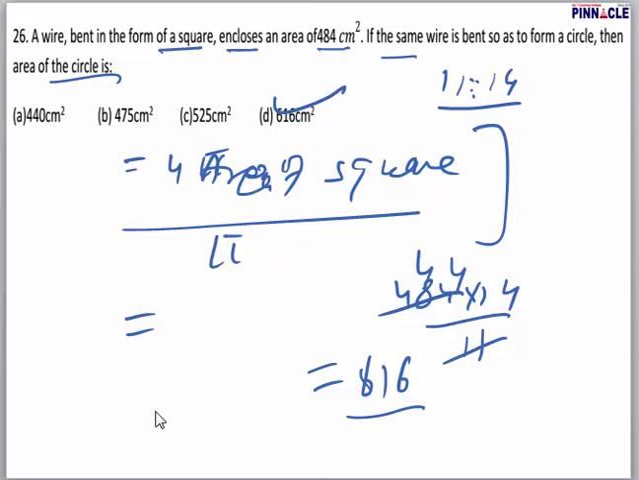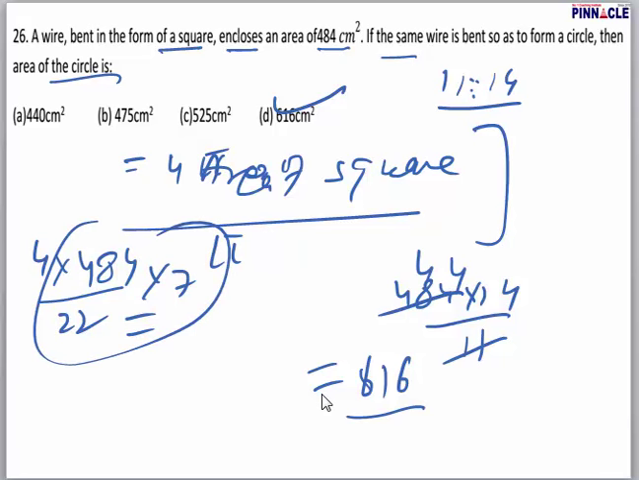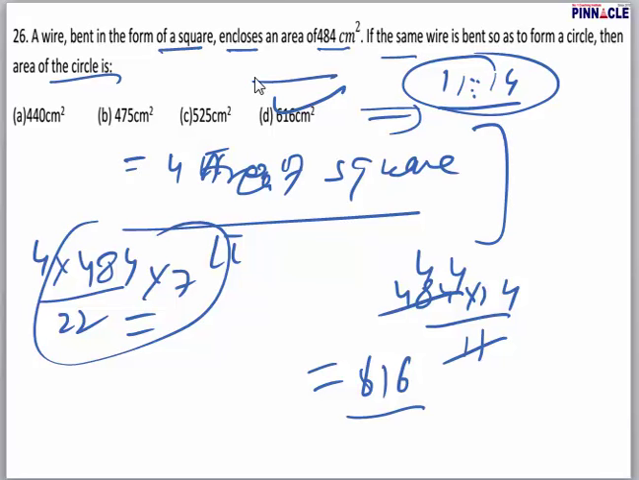616 should be the answer. So in this way you can also calculate. Otherwise, you can do 4 into the area of the square, 484, the same thing, and you will get 616. This important observation, this important trick, you must learn. It will be quite helpful to solve this kind of question.